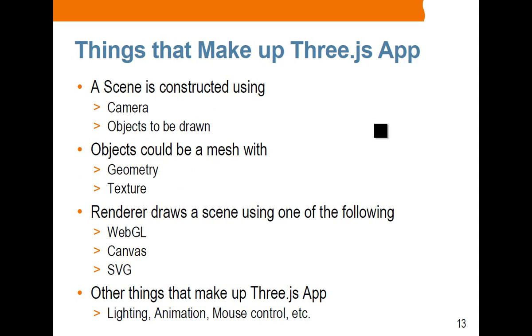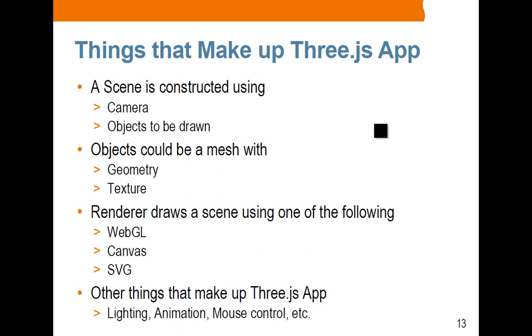Okay, the things that make up a Three.js application. First, you need what is called a scene. A scene is constructed using a camera and objects to be drawn. An object could be a mesh with geometry and texture. Then you also need a renderer object, and the renderer draws a scene using one of the following: WebGL, Canvas, or SVG. We're going to mostly focus on the WebGL version. You can also add other things, for example, lighting, animation, mouse control, and things like that.